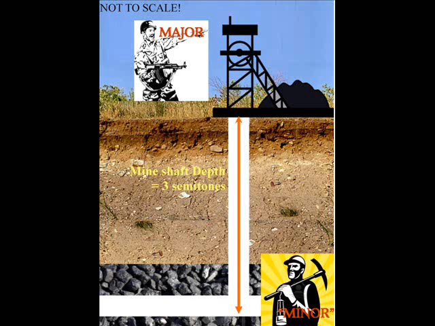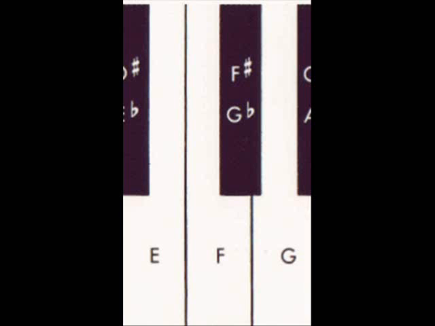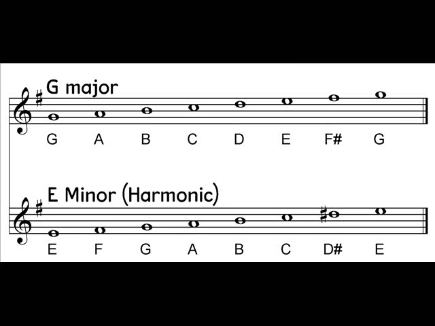If the minor wants to visit the major, he needs to go up to see his relative, who is 3 semitones above him. For example, if Major G wants to visit his minor relative, he goes down 3 semitones like this. G to F sharp to F, and F to E. And he gets to E minor. So E minor is the relative minor of G major.